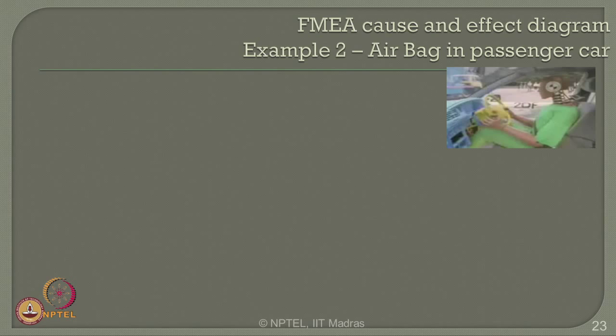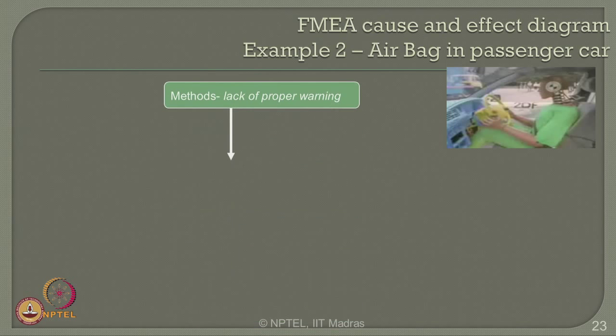So, after understanding this particular design, let us quickly see how one can do a failure mode effect analysis of a given airbag system for a passenger car. Let us get back to doing FMEA for an airbag in a passenger car. What are the methods by which I can identify the failure?